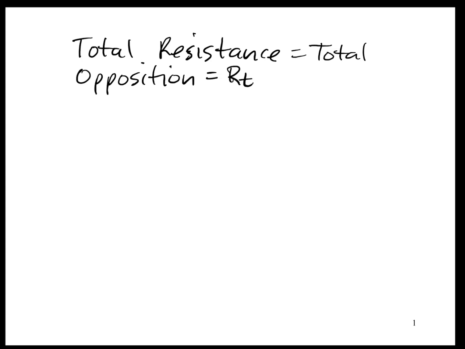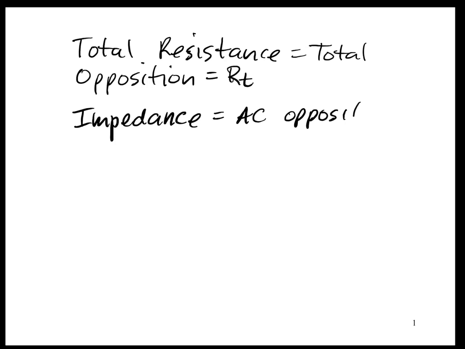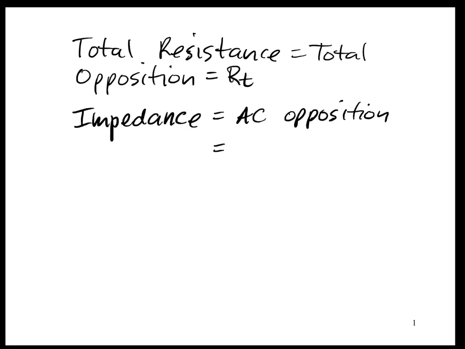Well, when it comes to AC circuits, the process for analysis, the steps that you take are really no different. But instead of resistance now being your opposition in an AC circuit, we call it impedance. So this is impedance, and impedance is really defining AC opposition. Okay, now we can't call it R total anymore, so impedance is equal to Z. So we have Z total as our total impedance.